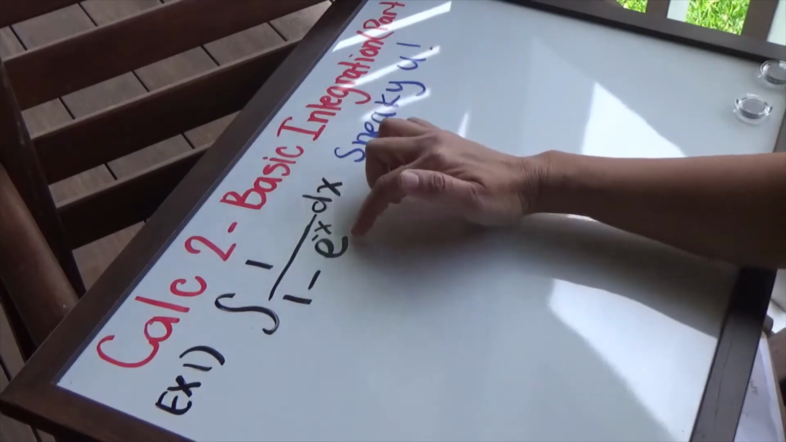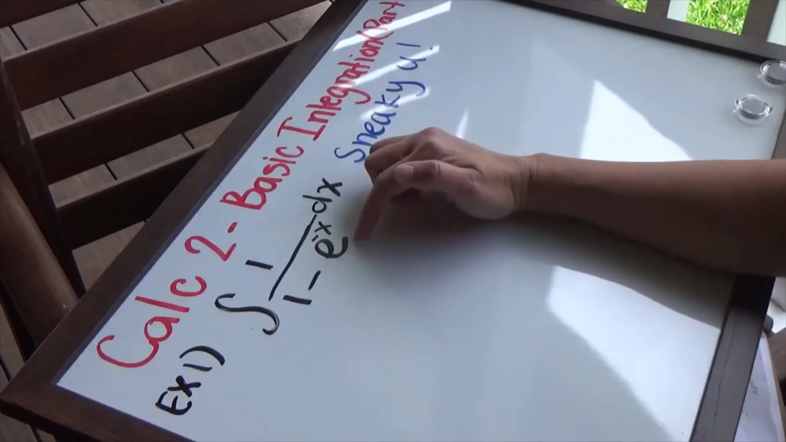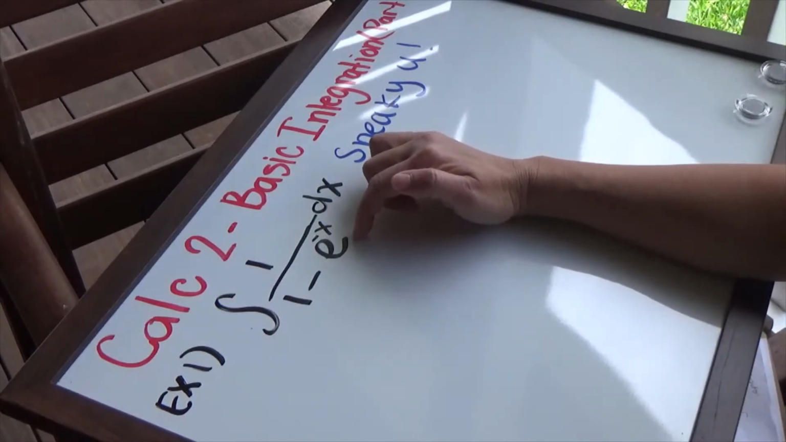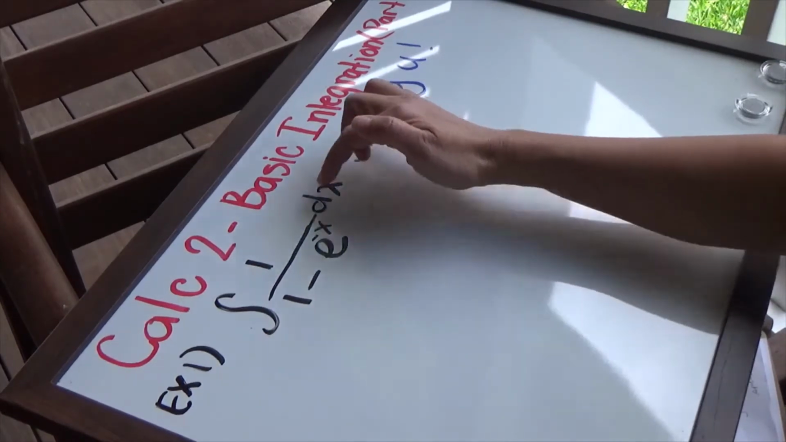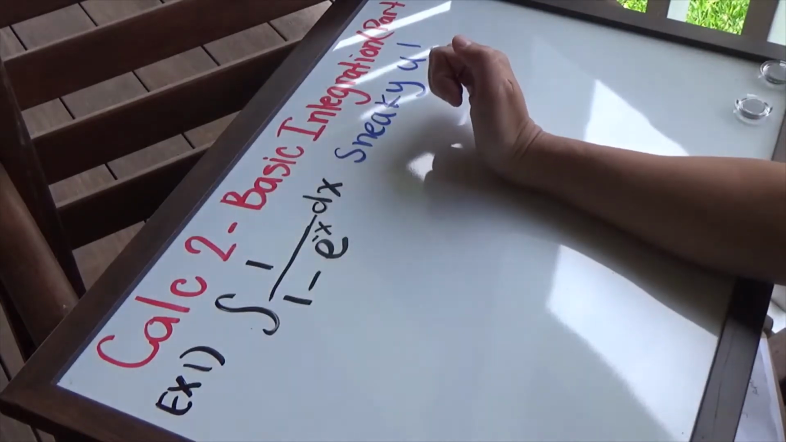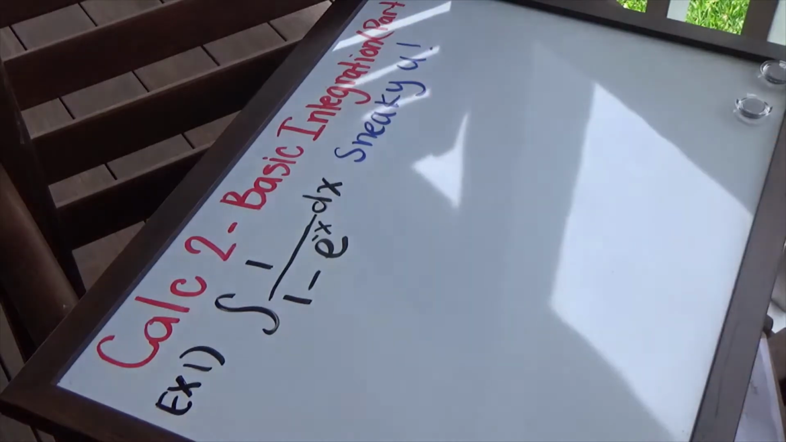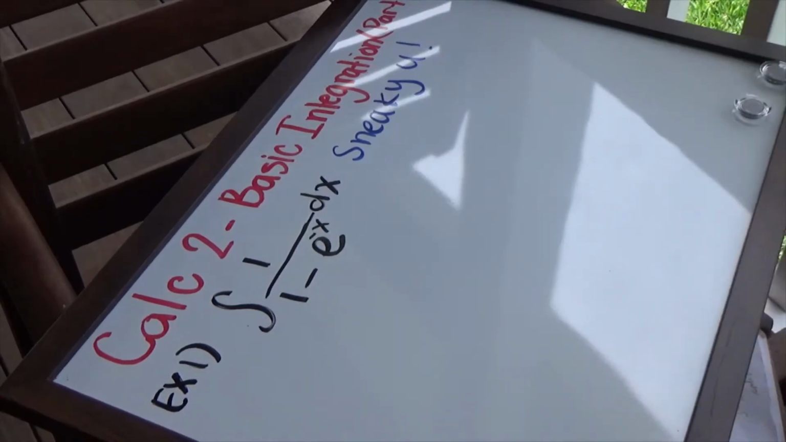So if you let u be this right here, du is going to be negative e to the negative x power, which is not here on the numerator, right? So du is not there to do the substitution. So the very sneaky thing to do at this point is to multiply by 1.